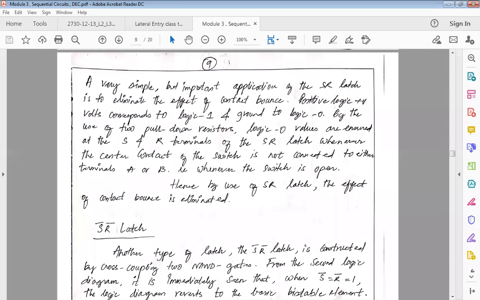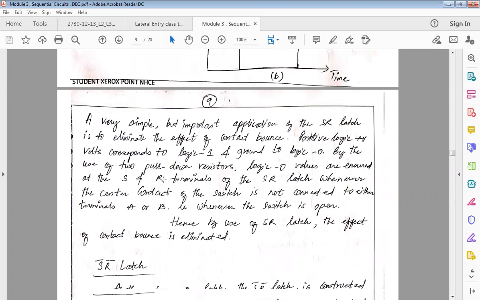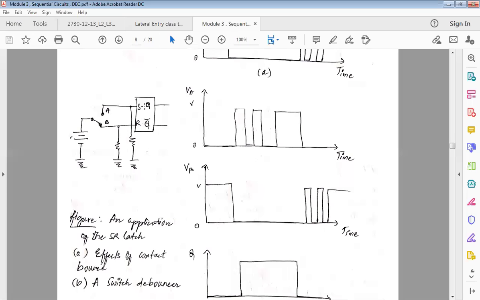So positive voltage, plus volts, corresponds to logic 1, which is the high value, and the ground corresponds to the low value, which is logic 0. By the use of two pull down resistors, logic 0 values are ensured at the S and R terminals of the SR latch whenever the center contact of the switch is not connected to either terminal A or B. That is when the switch is open. So another thing that you can think of is, whenever this is open, it is as good as this getting connected to the ground.